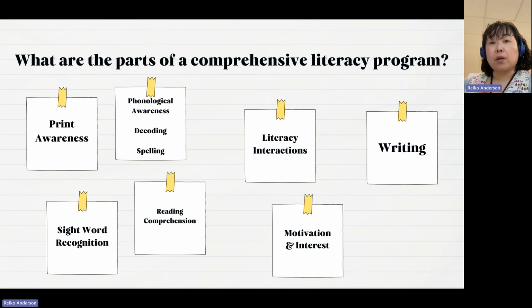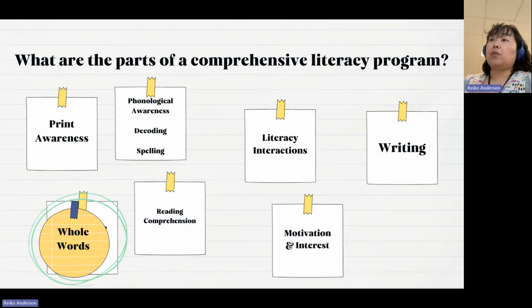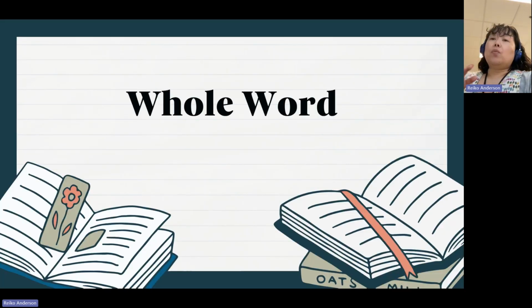You'll notice that on the bottom left, we do say sight word recognition as one of the components of comprehensive literacy. Now, we are going to be talking about discrete trial specifically for emergent readers. So instead of thinking about sight words, what I want you to think about is whole words. What is the difference between a whole word and a sight word?